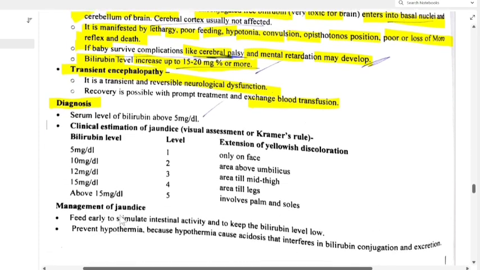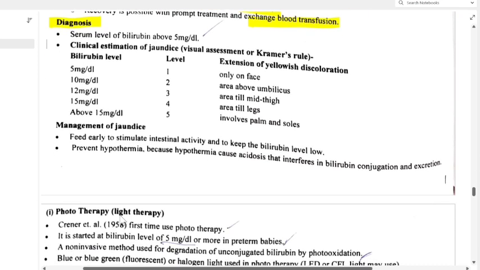Serum level of bilirubin above 5 mg per deciliter. Clinical estimation of jaundice by visual assessment or Kramer's rule. What is that? See, if the bilirubin level is 5 mg per deciliter, it will be level 1 and only on the face it is present. If it is 10 mg per deciliter, then we will mark it as level 2. How will we understand? That is the area above the umbilicus.